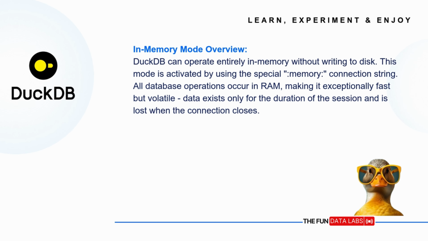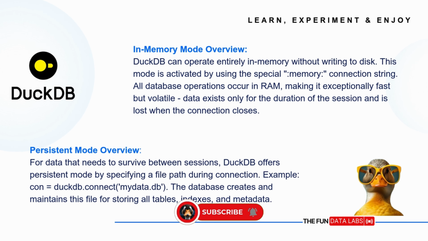Let's start with the basics. DuckDB gives you the flexibility to work in two primary modes, in-memory and persistent. The in-memory mode, as the name suggests, keeps your entire database in RAM without writing anything to disk. The persistent mode, on the other hand, stores your database in a file on disk, ensuring your data survives between sessions.